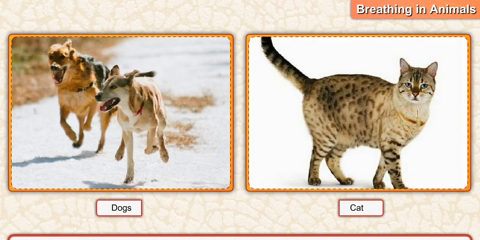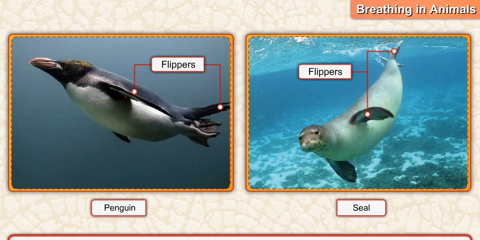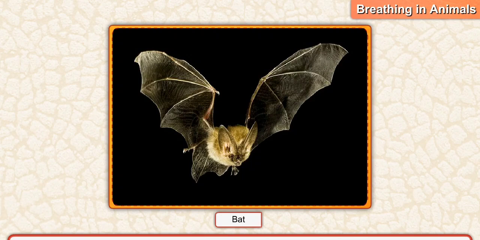Most mammals have 4 limbs. Dogs and cats use their limbs to walk or run. Human beings use their legs to walk and hands to hold things. Penguins and seals have flippers to swim in water. Bats have 4 limbs modified into wings for flying. Bats are the only mammals that can fly.